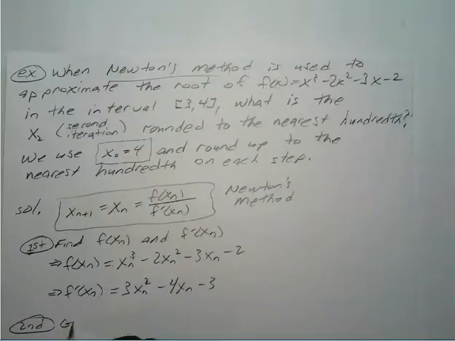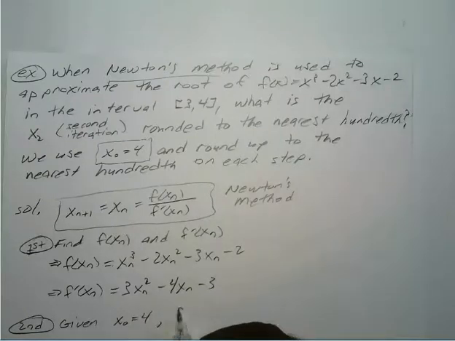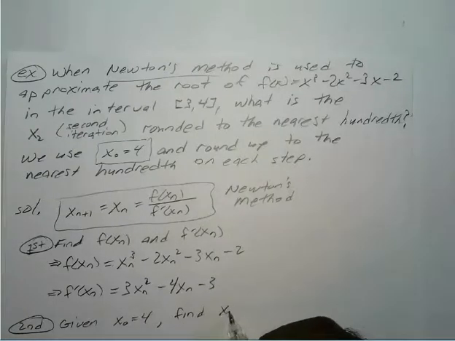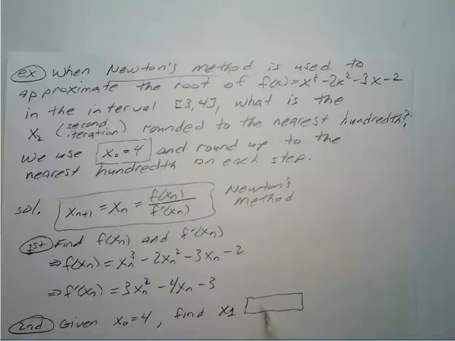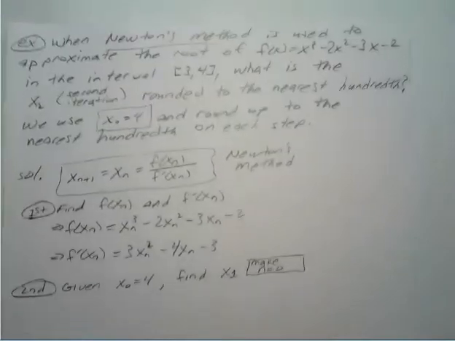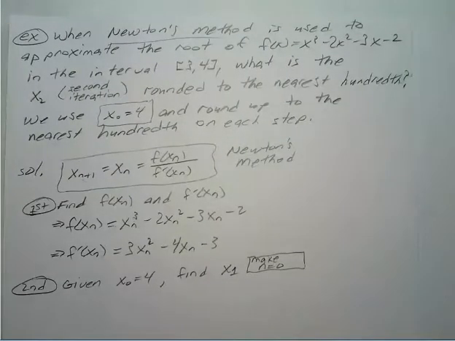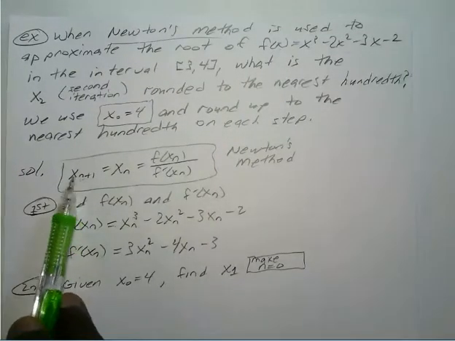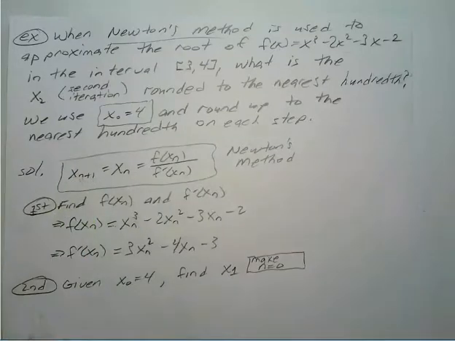Okay, so given that x sub 0 equals 4, find x sub 1. To do that, you make your n in your Newton's formula equal 0. Make n equal 0. So if n is equal to 0, 0 plus 1 is x sub 1.